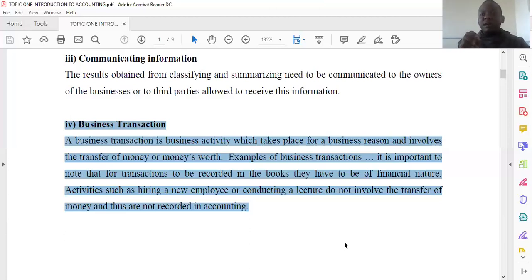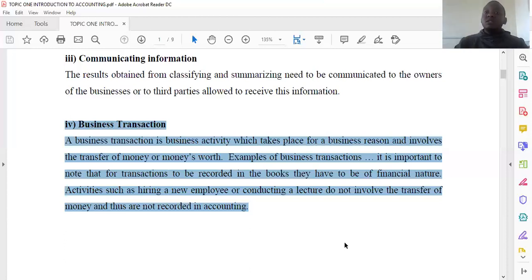A good example of a non-financial transaction or activity is hiring of a new employee. So you've just employed someone, no money has been spent. So that's not an activity that should be recorded by an accountant. This is an activity that can be recorded by the human resource manager. It's a human resource manager that deals with the hiring and firing of employees. So hiring of employees doesn't involve any monetary claim as such, and as such, it need not be recorded by an accountant. It can be recorded by the human resource manager.